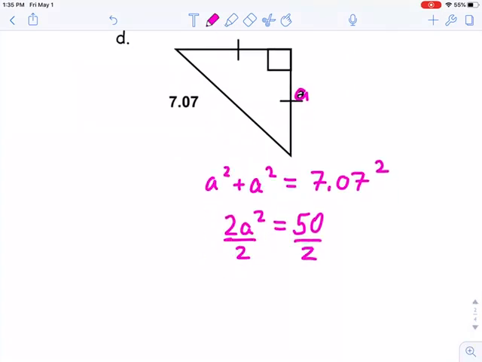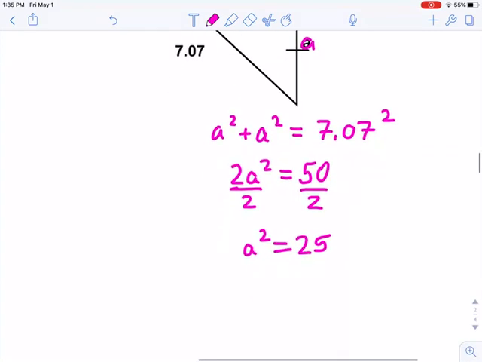Alright, we divide by 2 first. Don't take the square root first. Remember, we got to do the reverse order of operations. I'm going to get 25. Take the square root of both sides, and A equals 5. Okay. Nice.